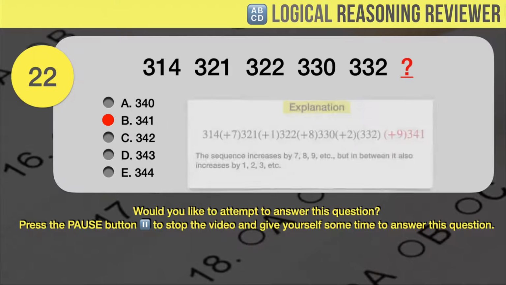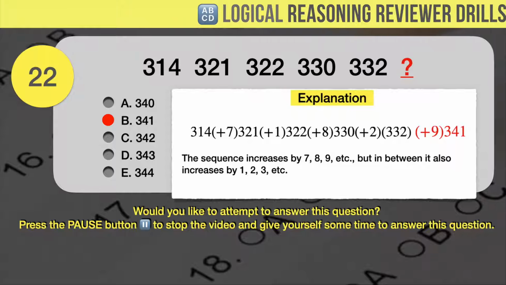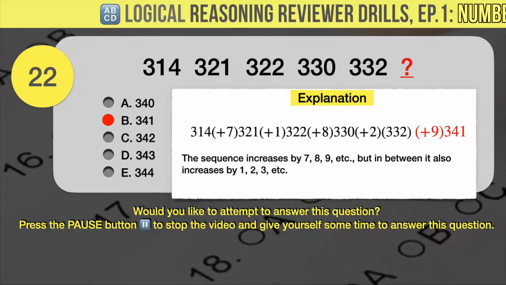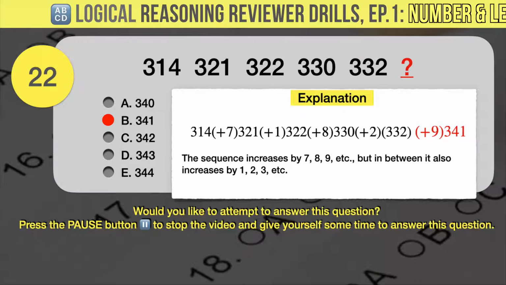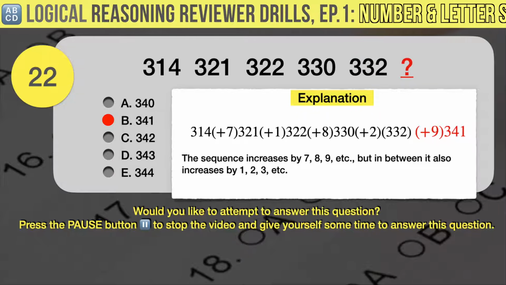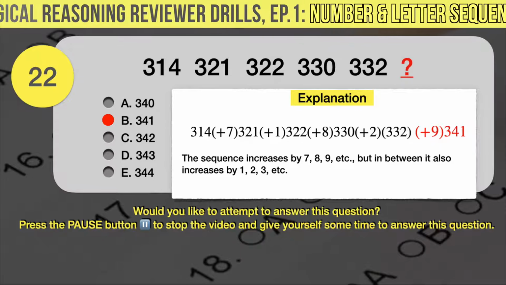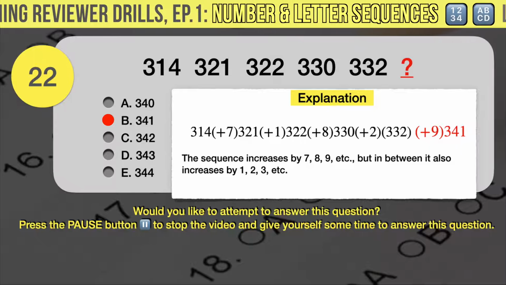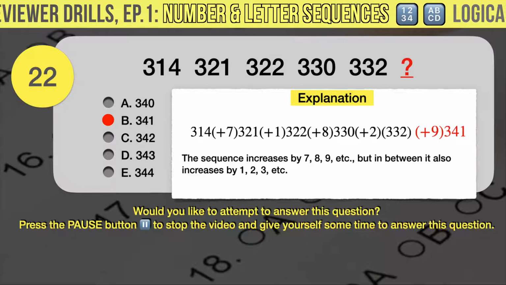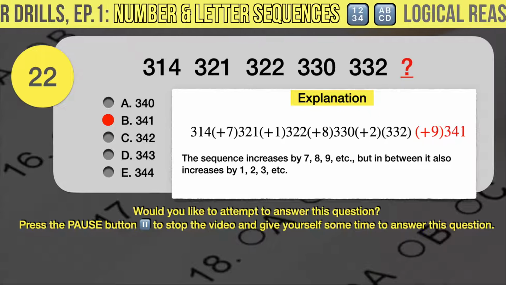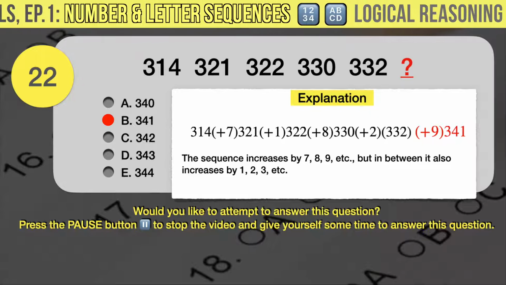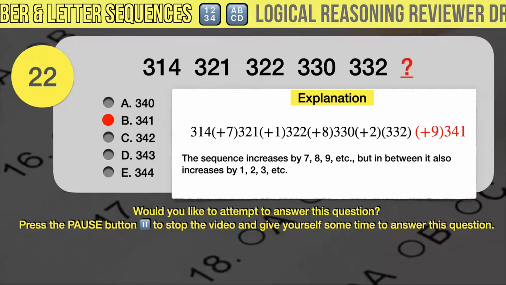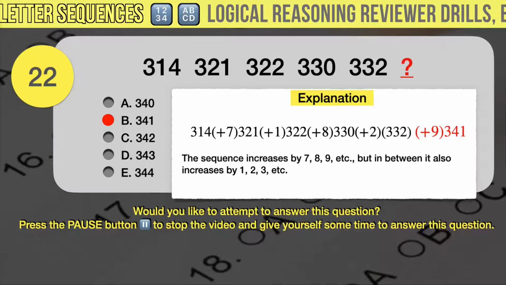341. The number sequence goes like this. 314 plus 7 equals 321, plus 1 equals 322, plus 8 equals 330, plus 2 equals 332. The next logical step would be to add 9 to 332 and arrive at 341, the next number in the sequence. Did you get it? The sequence increases by 7, 8, 9, etc., but in between it also increases by 1, 2, 3, etc.